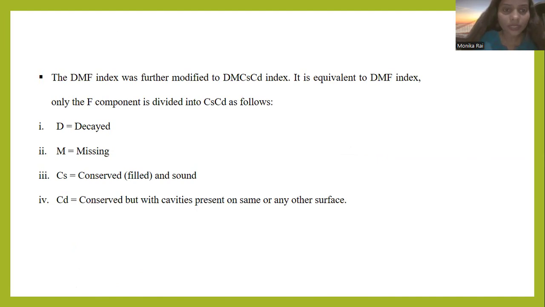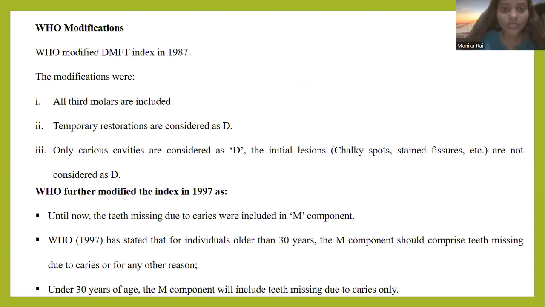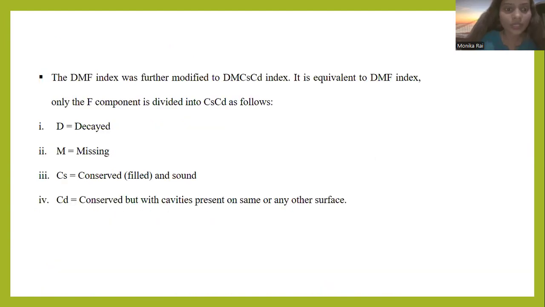The DMF index was further modified to DMCS CD index. It is equivalent to DMF index and the F component is divided into CS and CD as follows. So जो DMF component था उसमें हमने F को हटा के F की जगह पे CS और CD डाला. तो CS को हमने किया conserve filled and sound teeth, CD को हमने किया conserve but with cavities present on the same or any other surface.